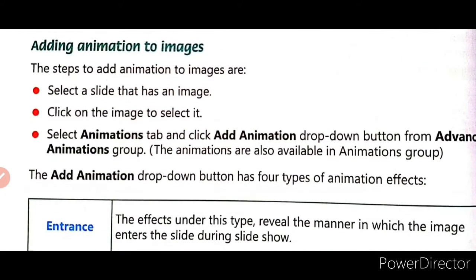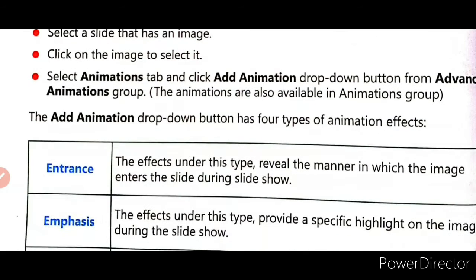Then the animations tab will open. Select the animations tab and click what option? Add animation drop down button. See, it is given in bold letters: add animation drop down button from the advanced animation group. Various animation options will be available in this group. The add animation drop down button has 4 types of animation effects. Once you click on the image, click the animations tab and from the advanced animation group, click the add animation drop down button. So what are the 4 types? Let's see.